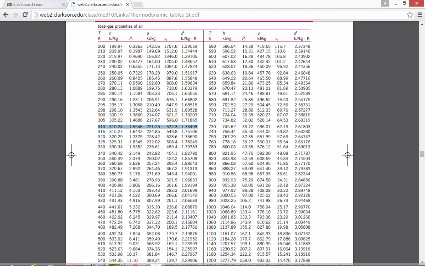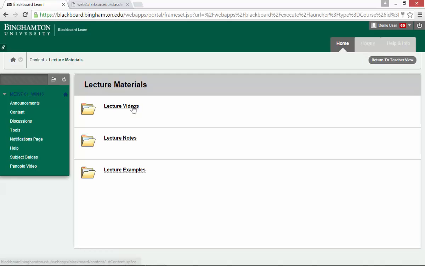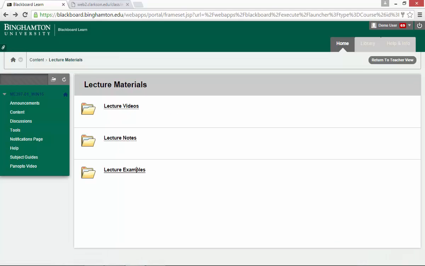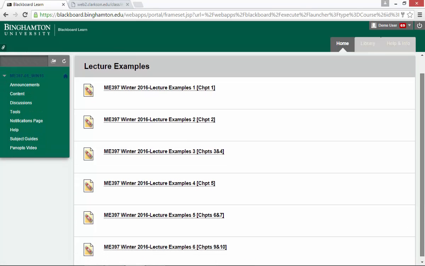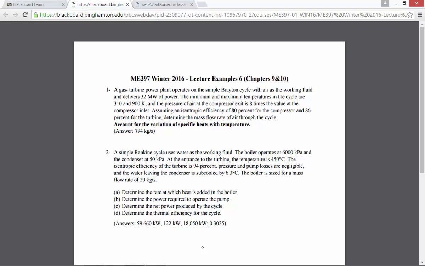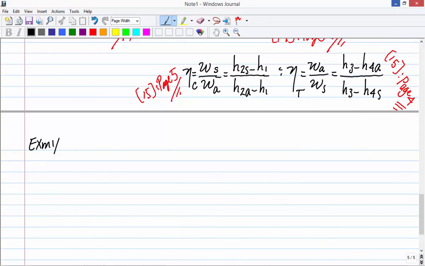Our example is in the lecture material, lecture examples, this one, the first one. And I'm going to read that for you just to keep in mind what the story is. I'm sorry, this lecture might be long because we're going to talk about a cycle with different processes.